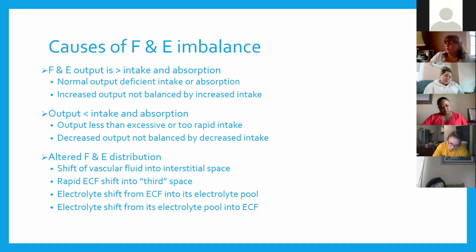Output is less than excessive or too rapid of intake. So we either have kidneys that are not working well, so we're not excreting enough urine, or we're overhydrating with fluid for some reason, okay? Decreased output that's not balanced by decreased intake. So basically we're drinking a lot, but we're not putting it out. And then there are alterations in distribution. So this is when you have fluid shift problems, like the liver issues or pump issues we talked about, where we see third spacing, okay? When this happens, the electrolytes will shift as well. And this can be problematic, okay?